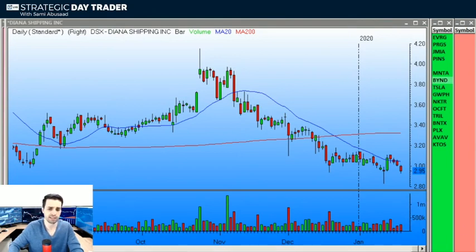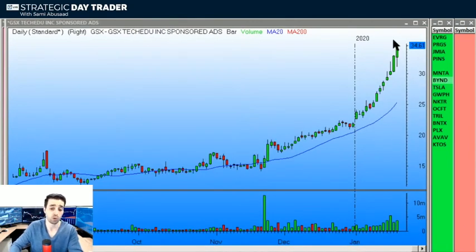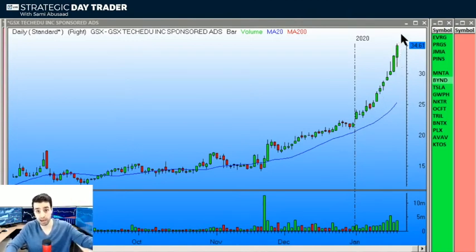GSX. Thank you, GSX. So if something like the GSX were to gap up tomorrow, see this? Up, up, up, big green bars. And imagine if we get a 10-15% gap up the next day. This would be almost as good as the RAD.